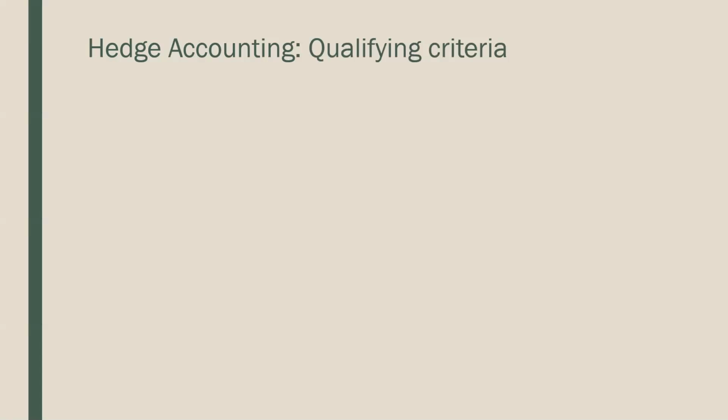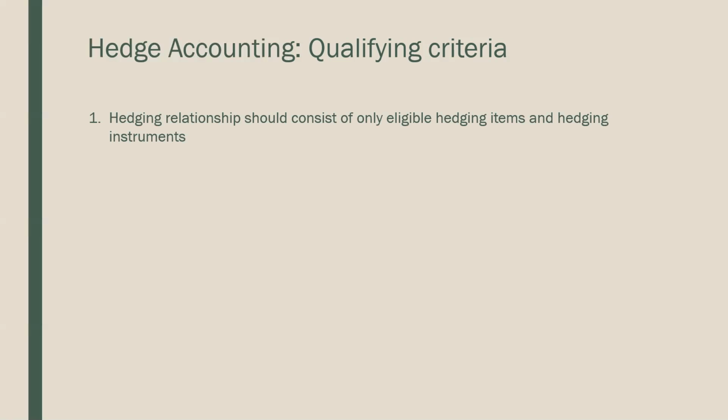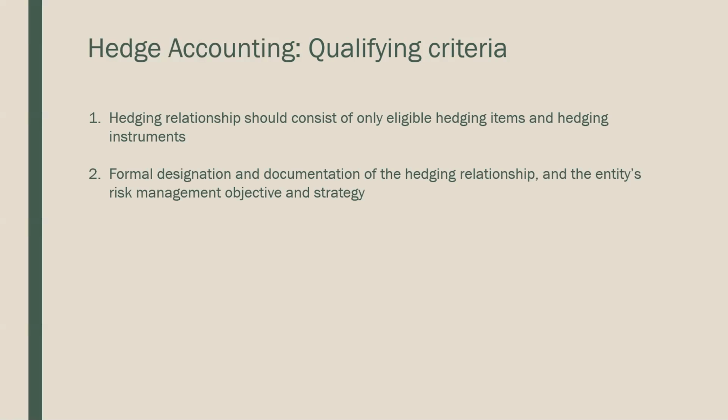There are qualifying criteria for the application of hedge accounting. First of all, a hedging relationship should consist of only eligible hedged items and hedging instruments. Second, a formal designation and documentation of the hedging relationship exists, and that of the company's risk management objective and strategy.